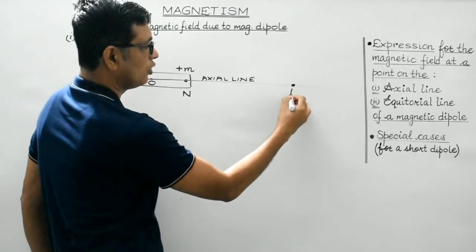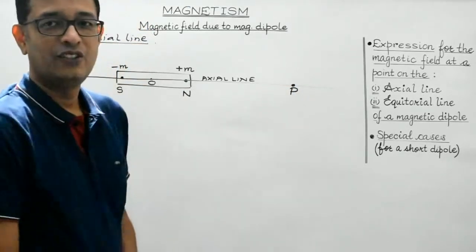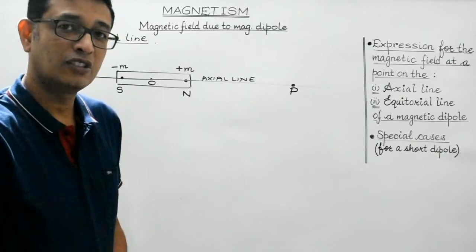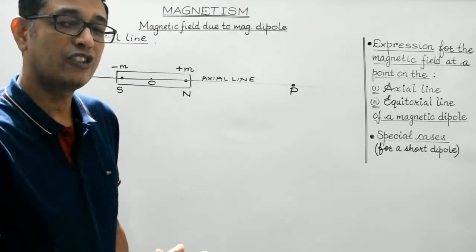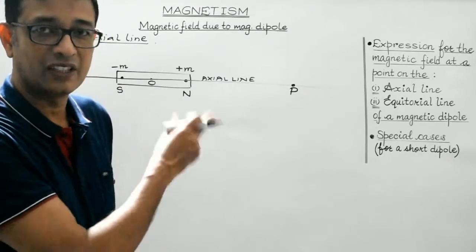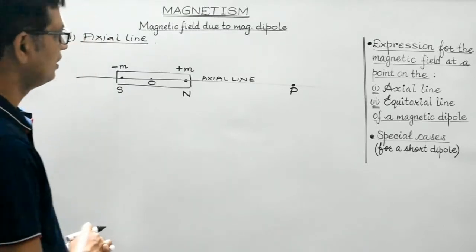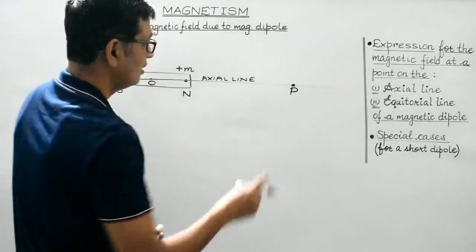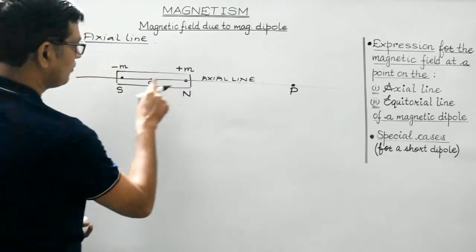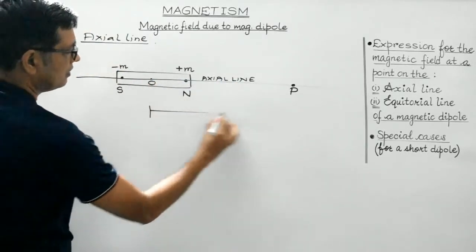arbitrary point on the axial line. So we will find out the strength of the magnetic field at point P, which lies on the axial line of this given magnetic dipole, right? Let's consider the distance of this observation point from the center of the dipole to be r.